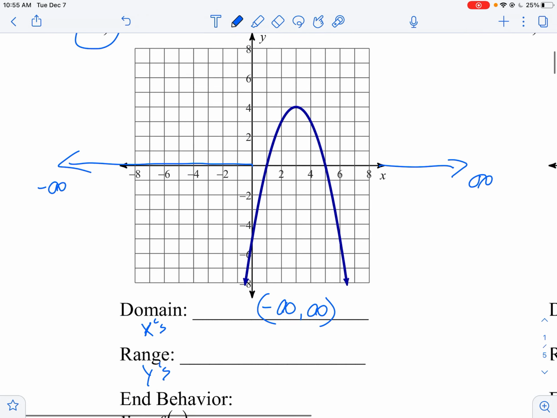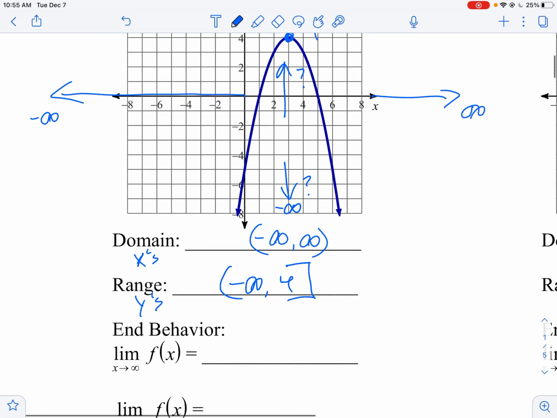The range on this, once again, range is the y, so how far down does the function go, and then how far up does it go? Well, this is the highest it reaches, and that y value is 4. The farthest down it goes is negative infinity, so I'm going to put negative infinity to 4. And since it actually hits 4, we're going to have a square bracket on 4 to include that number.